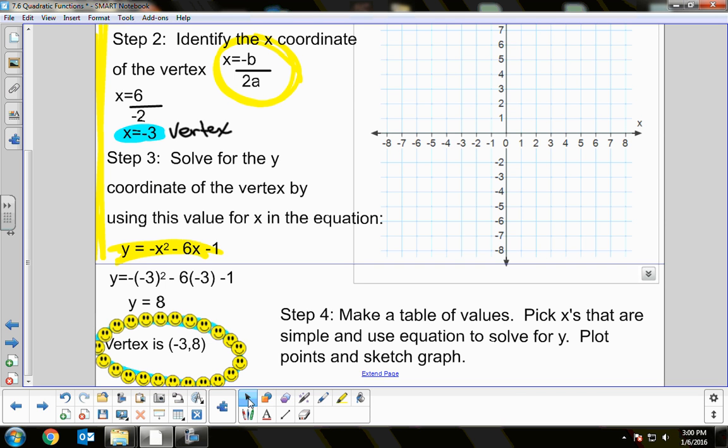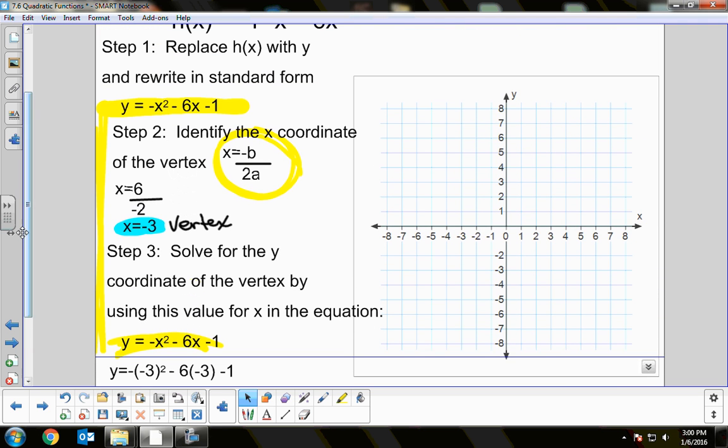So once I know my vertex, what should I do? Well, make a table of values and pick x's that are simple. Now, whenever you're working in standard form, the simplest x that you can pick, as long as it's not the vertex, is going to be 0. Because that's going to be 0, that's going to be 0, y is just going to be negative 1.